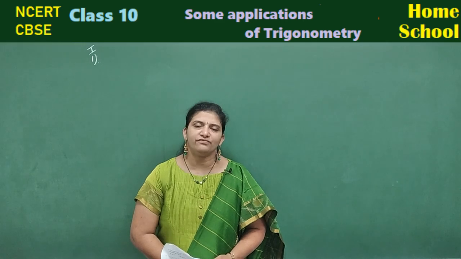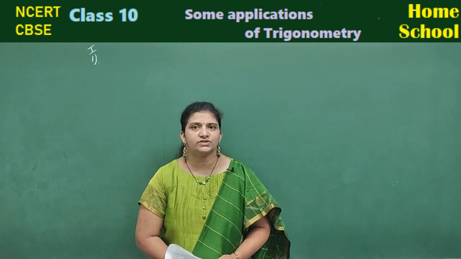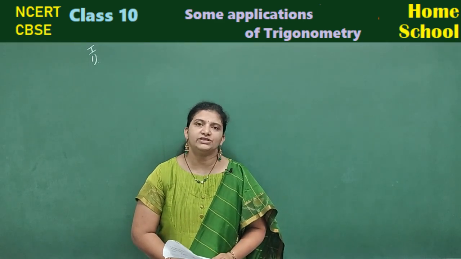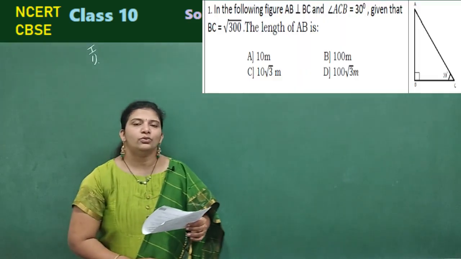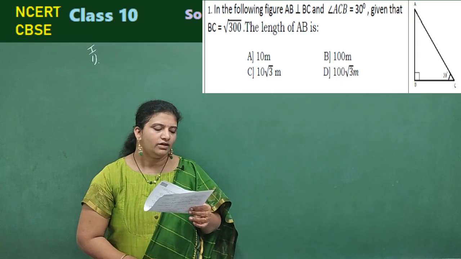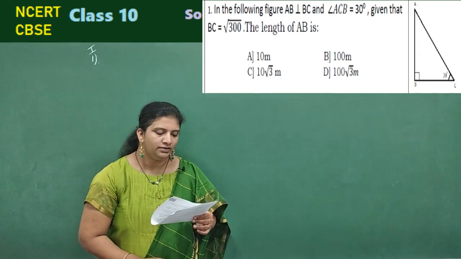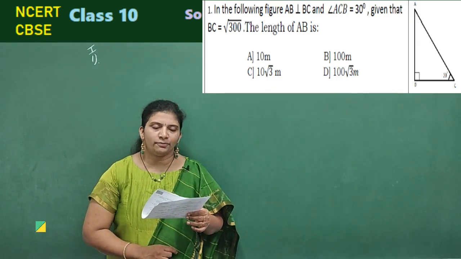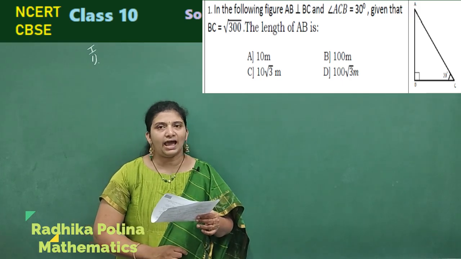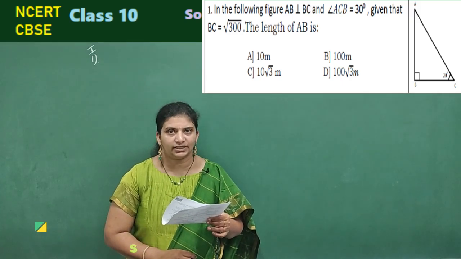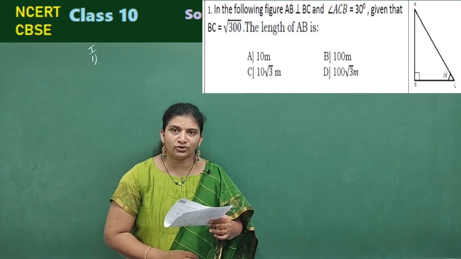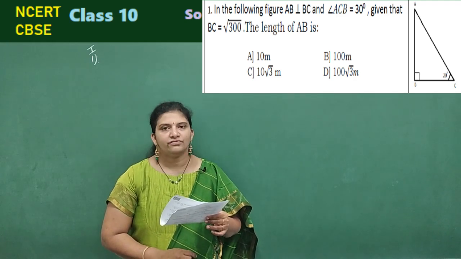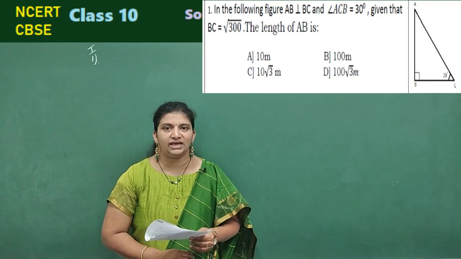Today in this session, we are going to discuss multiple choice questions from some applications of trigonometry. Let's begin with the first problem. You can see the problem over there. In the following figure, AB is perpendicular to BC and angle ACB is equal to 30 degrees. Given that BC is equal to square root of 300 meters, find the length of AB.